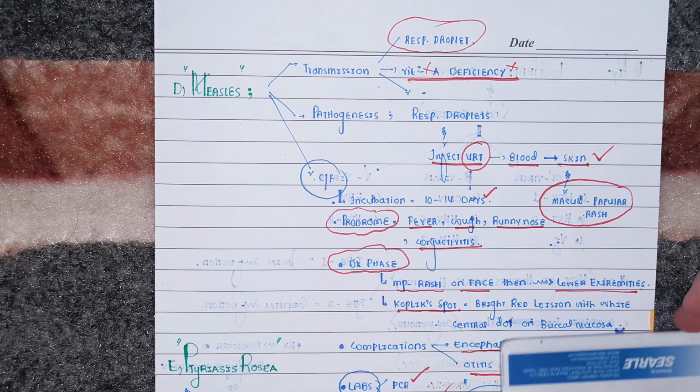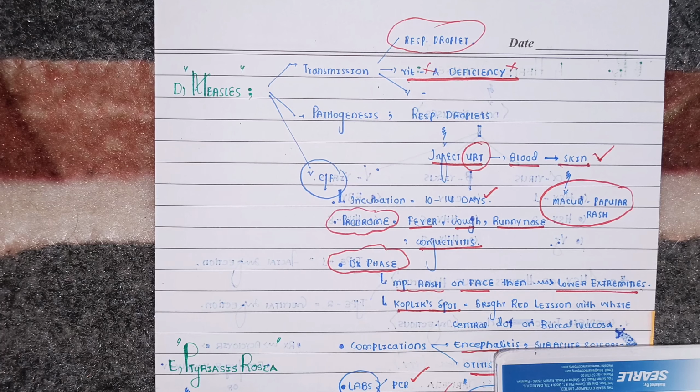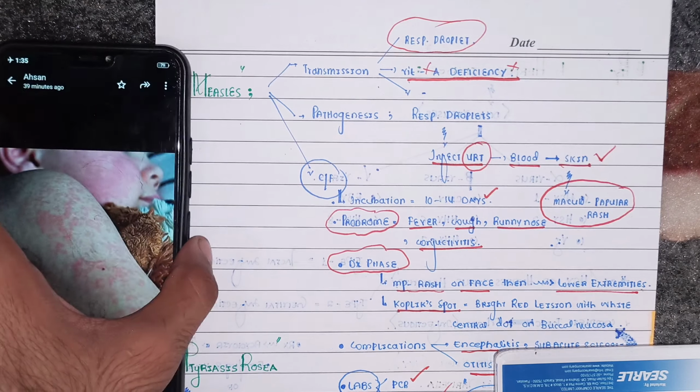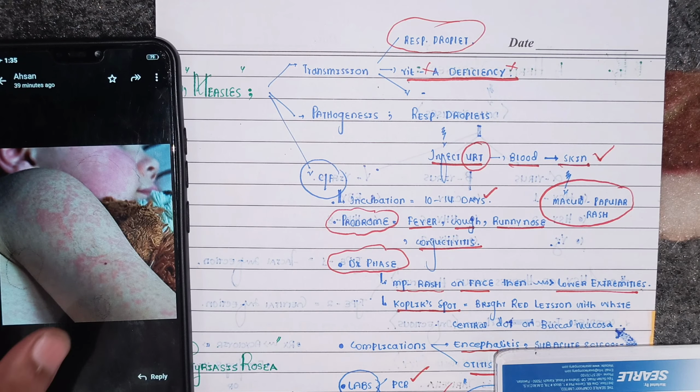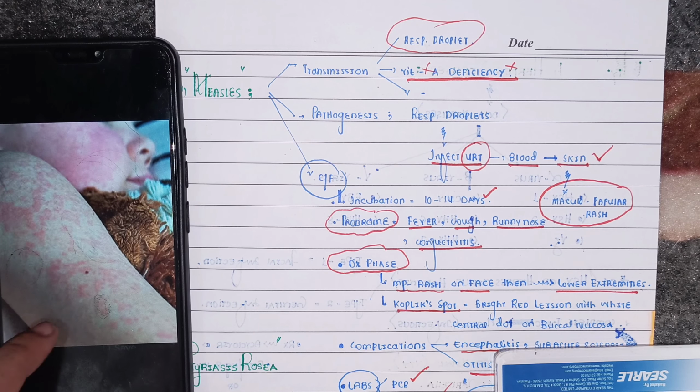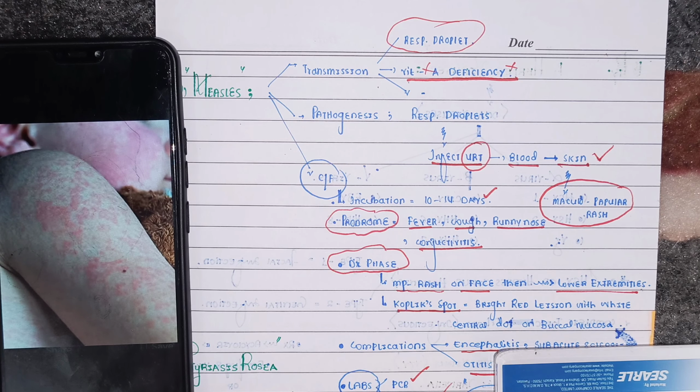Okay, and on skin it produces maculopapular rashes. Maculopapular rashes, that means macules and papules appear. Okay, can you see this, beta? ये macules और papules ही हैं ना? The papules which are little elevated and macules which are very much flat.